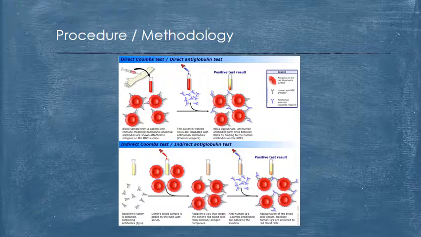So this is just a procedure methodology. I'm sure you've already done these tests in lab. This is just the DAT, as these are sensitized cells that you're drawing from your patient. If it is a positive DAT, you just mix it with the AHG. If you get agglutination, you know you have sensitized cells. So the DAT is the direct Coombs test, direct antiglobulin test.